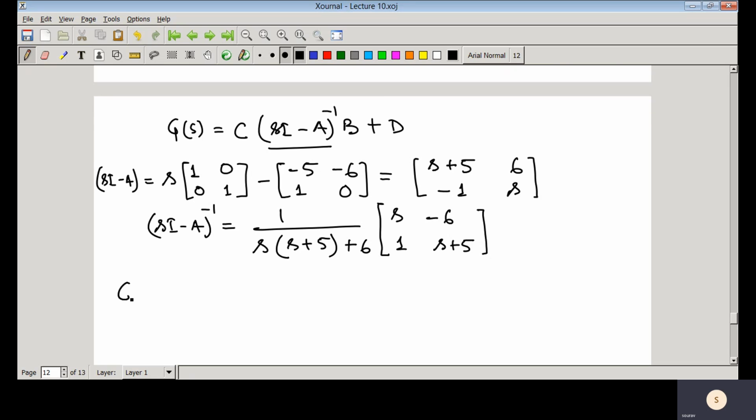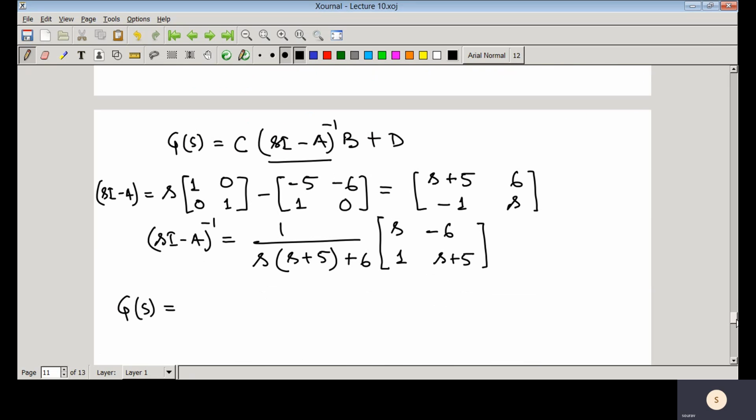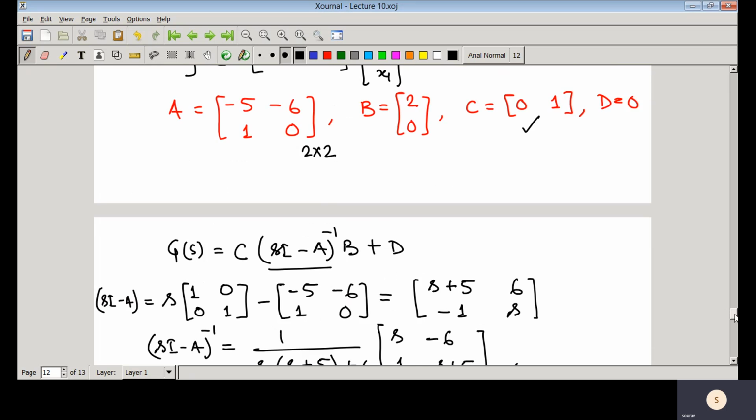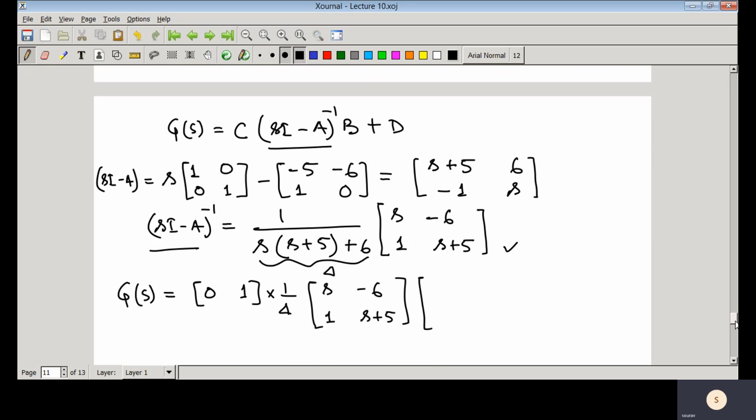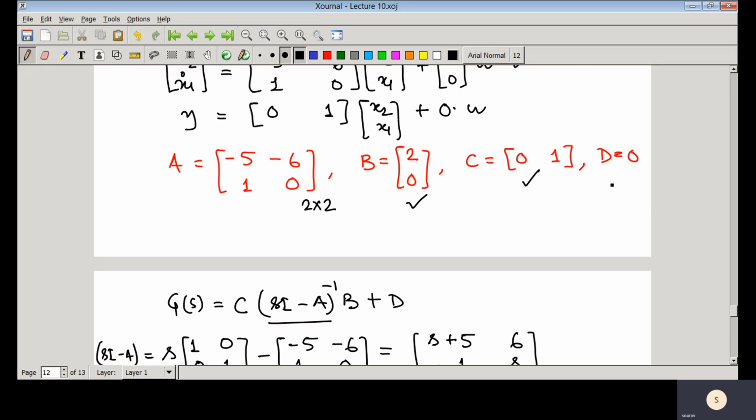So now let us see what is G(s). G(s) equals C times (sI minus A) inverse times B plus D. So what is your C? C is that matrix, 0, 1. Now (sI minus A) inverse we have. If we say this is delta, then it would be 1 by delta into this matrix [s+5, -6; 1, s]. That is C times (sI minus A) inverse. And what is your B? B is here [2; 0], and you can see that D is a 0 matrix, so D equals 0 here.